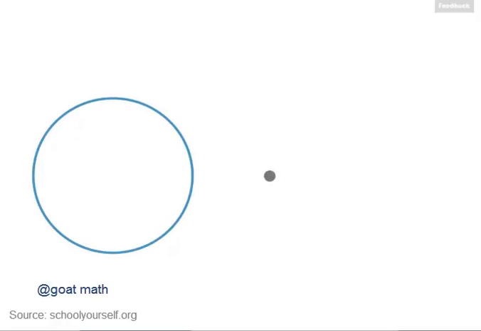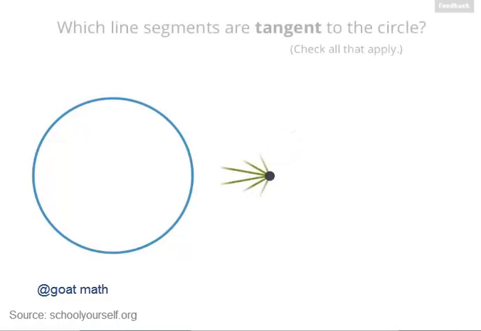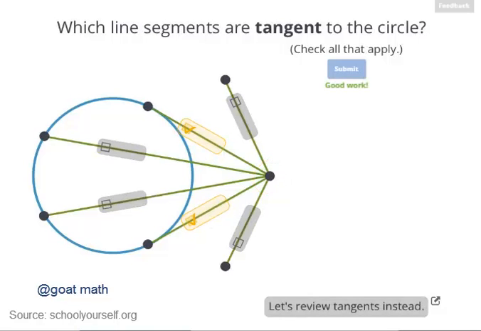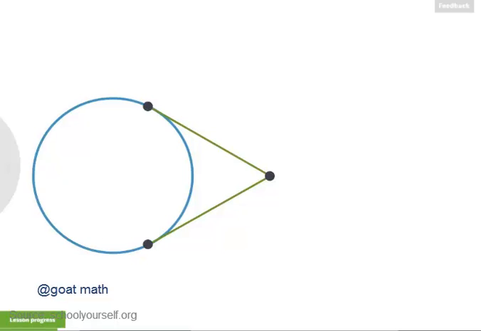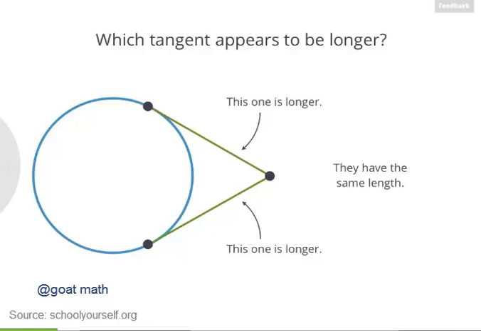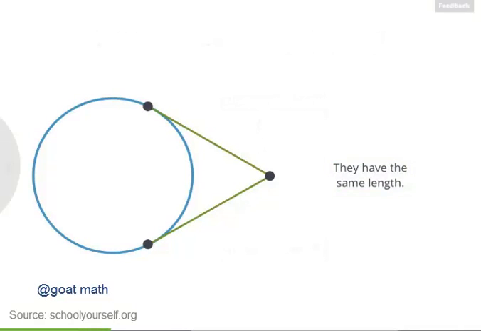Let's start with a circle, and suppose you have a point outside of it. Which of these line segments are tangents between this point and the circle? Exactly, these are the 2 tangents. Now which one appears to be longer? The one up here, the one down here, or do they appear to have the same length? Precisely, so it looks like these 2 tangents have the same length. Let's see if we can prove that this is always true, no matter what circle or point you pick.